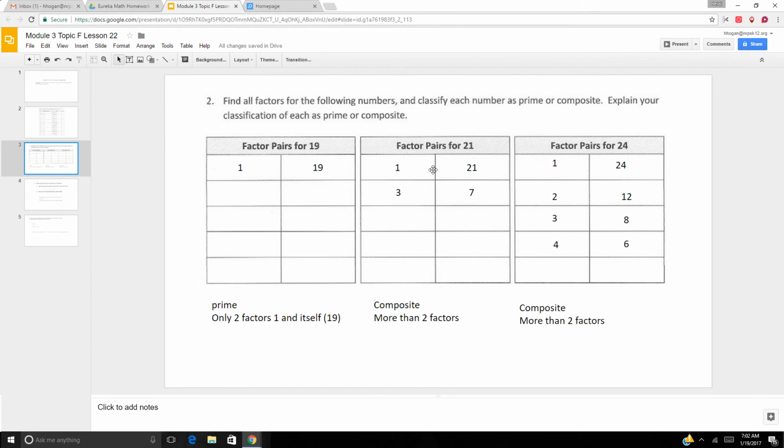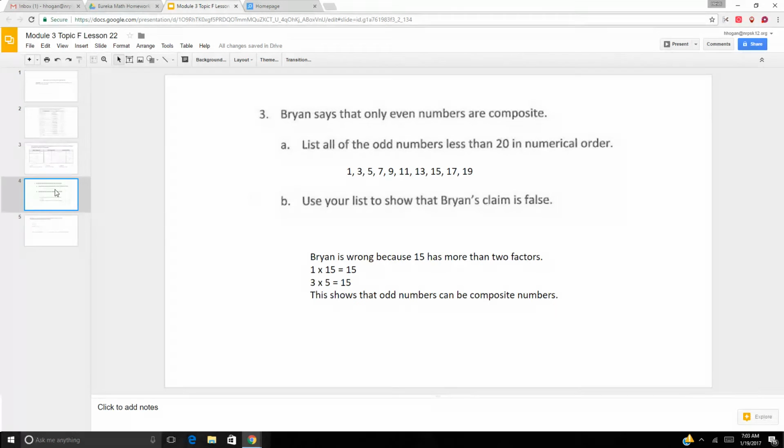How about 21? Well, 1 times 21. It's odd, so it's not going to be 2. How about 3? 3 times 7. So it's composite because it has more than 2 factors. This was prime because it only had 2. How about 24? 1 times 24, it's even, so 2 times 12. How about 3? 3 times 8. How about 4? 4 times 6. How about 5? Nope. So it's composite because it has more than 2 factors.